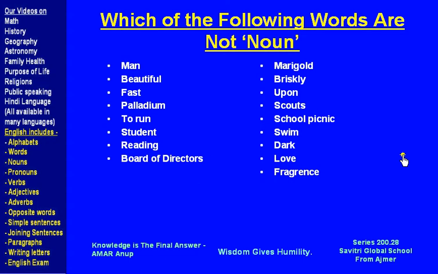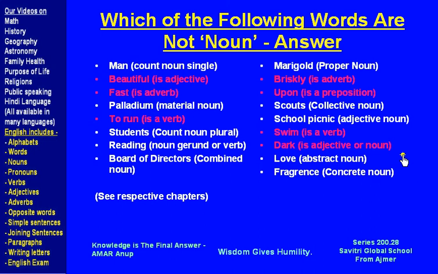In this exercise, separate nouns from words that are not nouns. So you write down nouns on one side and not-noun words on the other side. Pause the video here, write down your answers, and then once you are done with writing down your answers, restart the video to check the answers. Now here are the answers.